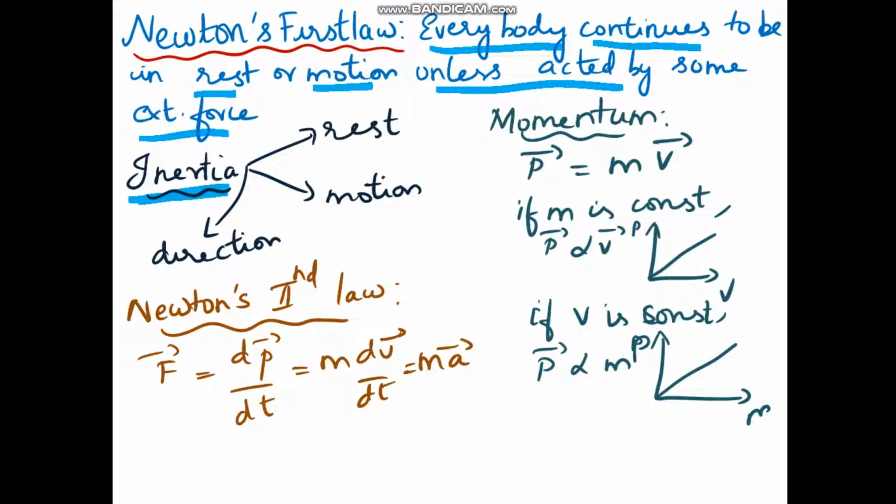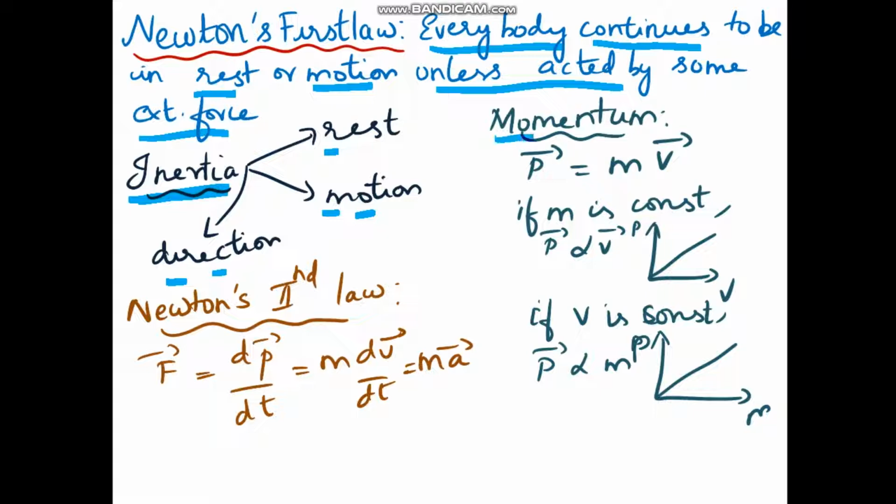What is inertia? Inertia is the inability of an object to change its state. There are three types of inertia: inertia of rest, inertia of motion, and inertia of direction. If it is the inability of an object to change its state of rest, then it is known as inertia of rest. If it is the inability of the body to change its state of motion, then it is the inertia of motion. If it is the body's inability to change its direction, then it is the inertia of direction.